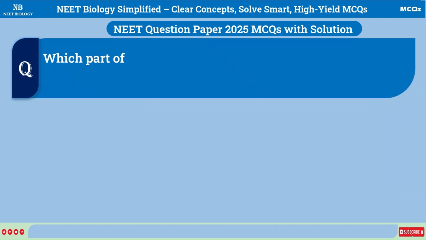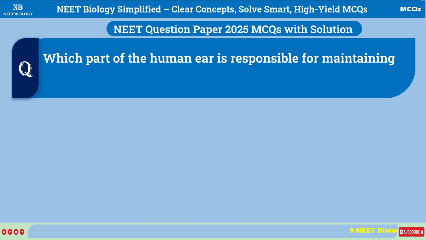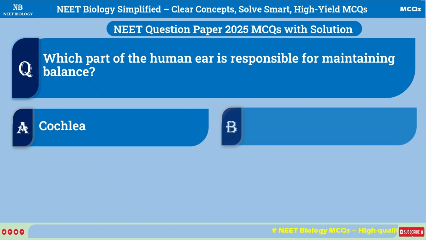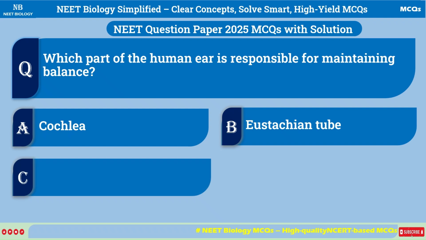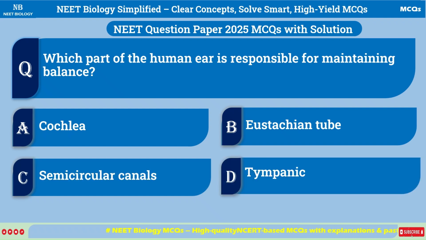Which part of the human ear is responsible for maintaining balance? A. Cochlea. B. Eustachian tube. C. Semicircular canals. D. Tympanic membrane.